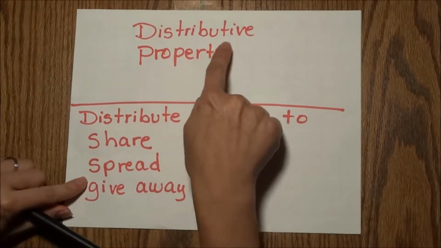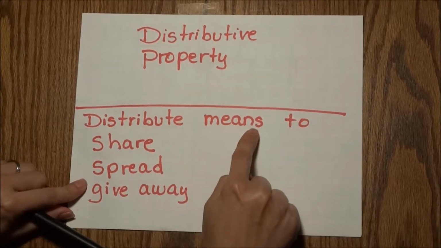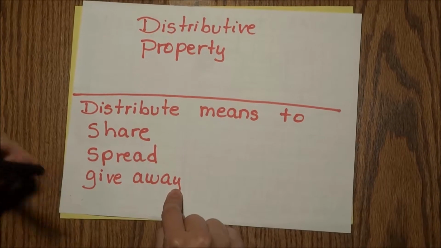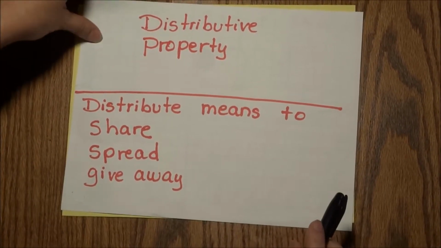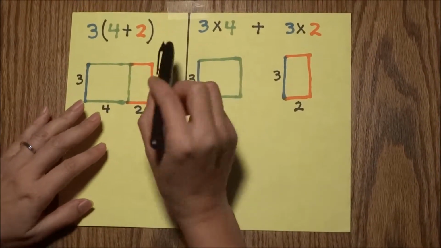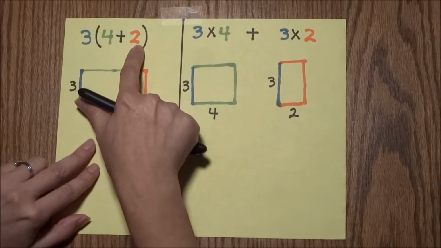Talking about the distributive property. Distribute means to share, to spread, to give away. Now in math, it's kind of the same thing. We're going to look at an example here. We have 3 parentheses 4 plus 2.